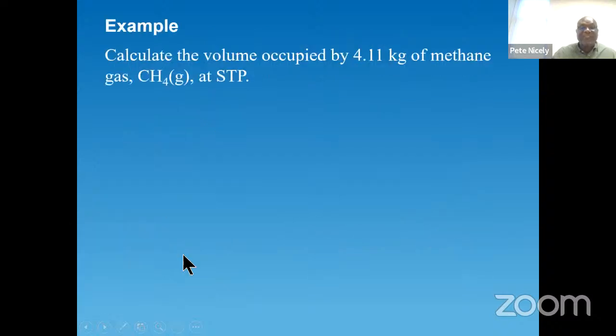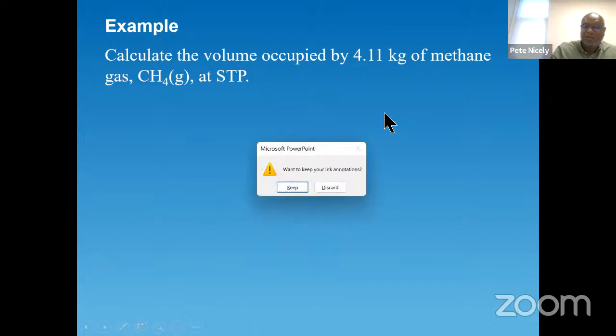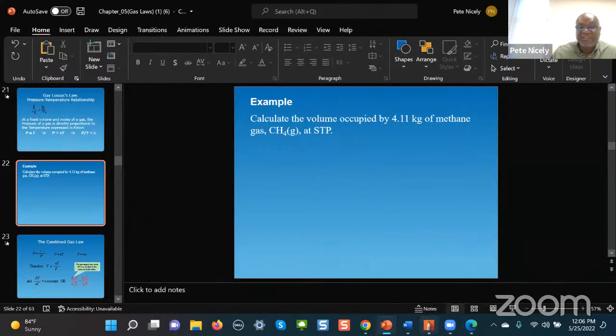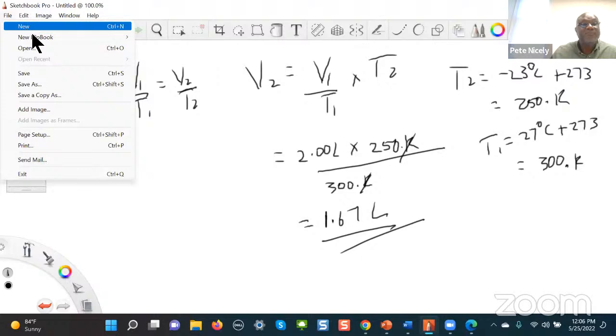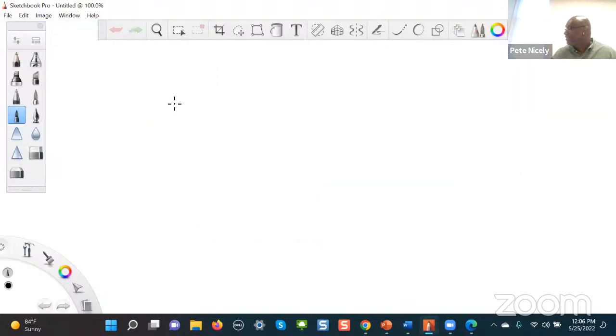All right, so let's look at this example. This question says, calculate the volume occupied by 4.11 kilograms of methane gas, CH4, at STP. Let me go to my writing pad here. The question gives us 4.11 kilograms of methane, and it's asking you to calculate the volume in liters at STP.